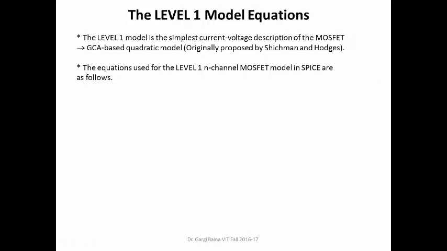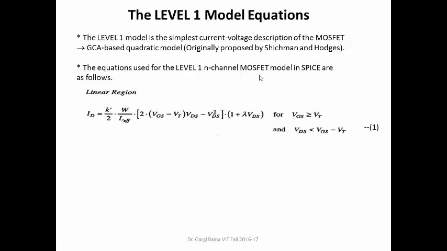So now we look at the model equations for level 1. Level 1 is the simplest current voltage description of the MOSFET, and it is based on the gradual channel approximation. It's a quadratic model which was first proposed by Sah and Hodges. The equations used for the level 1 N-channel MOSFET in SPICE are given as follows.